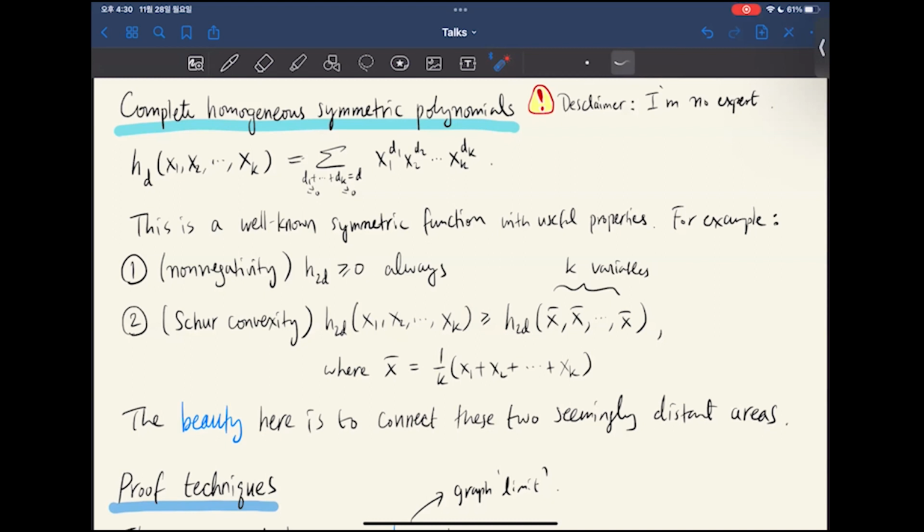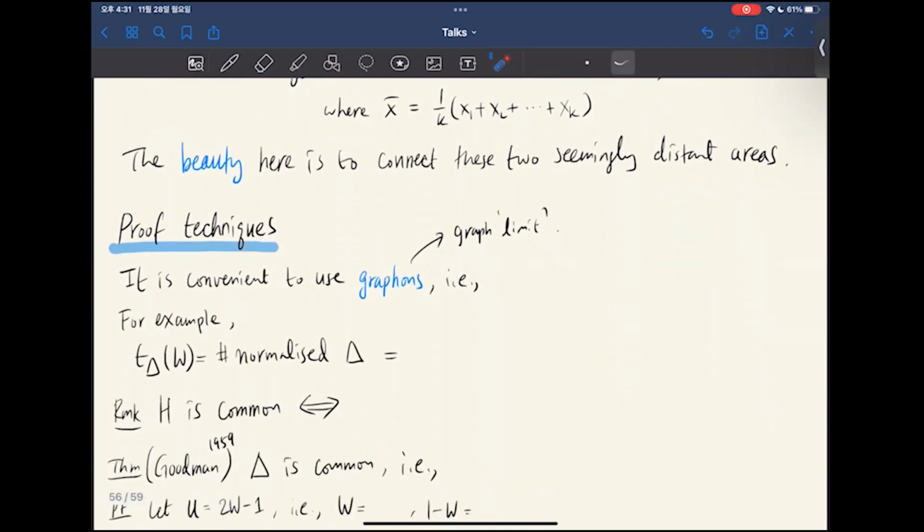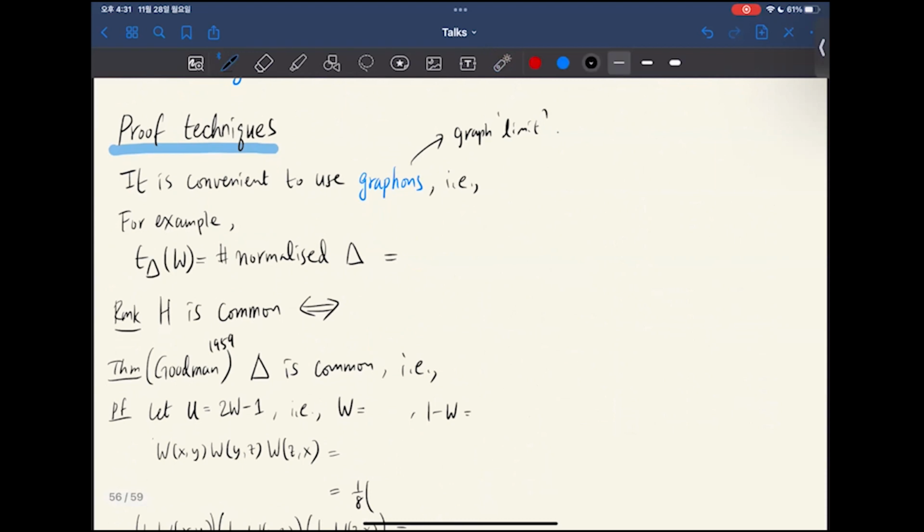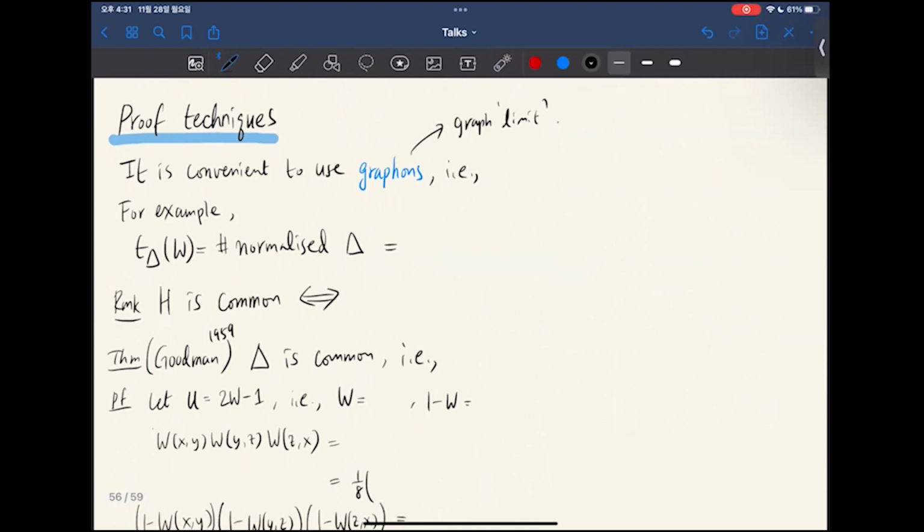But the beauty here is that we actually connect these two seemingly distant areas: algebraic combinatorics, which concerns symmetric polynomials, and extremal combinatorics, which concerns the minimum number of certain discrete structures. Okay, so just to see how they connect, let me explain some proof techniques for when we prove some graph is common.